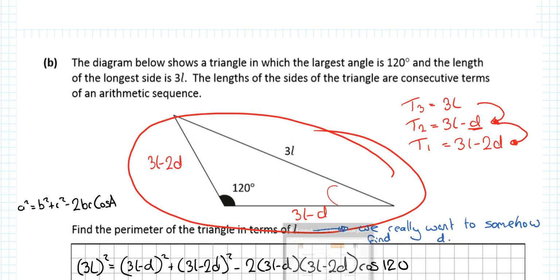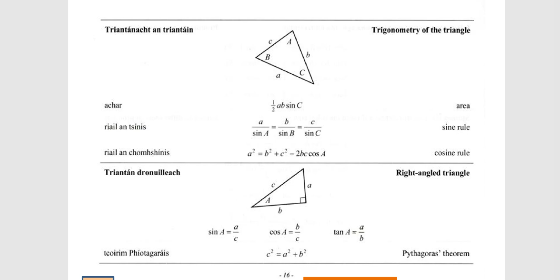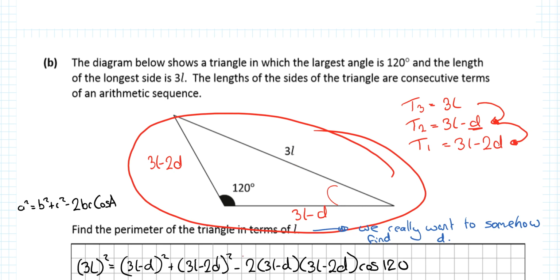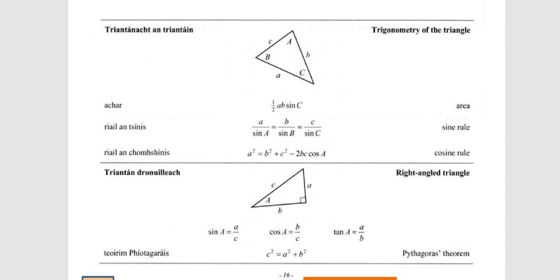So the only rules we can use are these ones up here at the top. Do I care about the area of the triangle? Nope. Do I know a side and the opposite angle? Yes, I do know a side and the opposite angle. Do I know any other side or angle? No, so then I can't use the sine rule. So all I'm left with is the cosine rule.